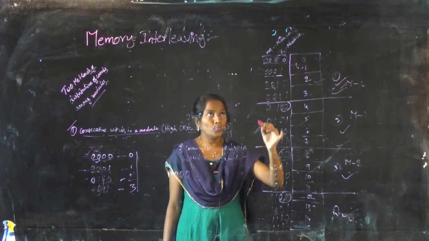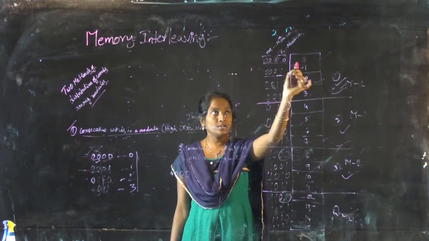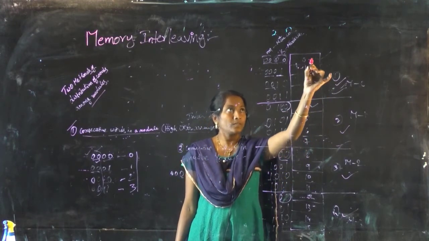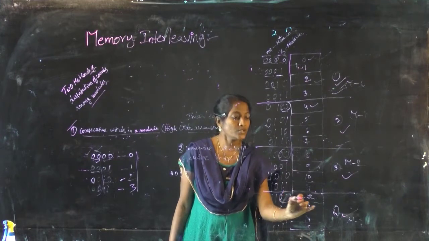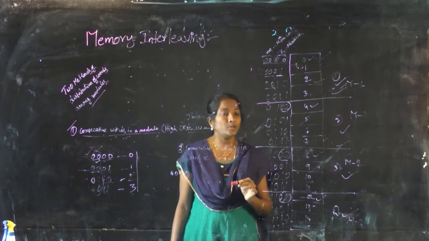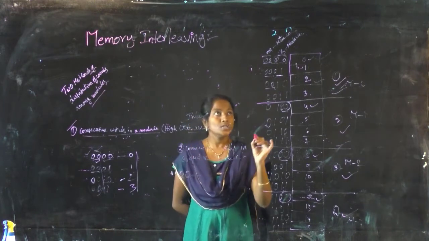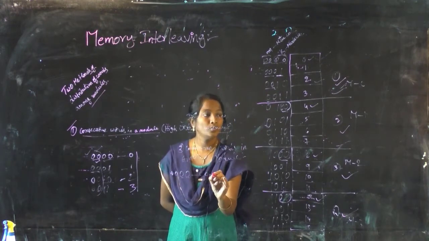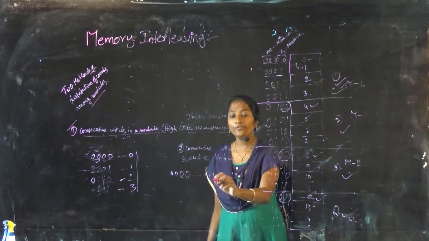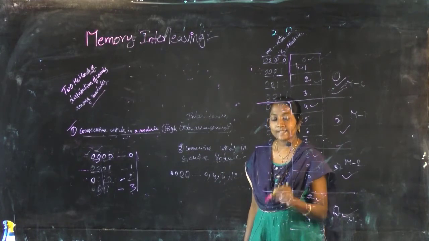Okay, so what is the data available in the first module? 0. Next, what is the data available in the second module? 4. Next, in this module 12 is available, and in this module 8 is available. Whenever the processor sends this address, we get 0, 4, 8, 12. So 4 words can be accessed at a time.